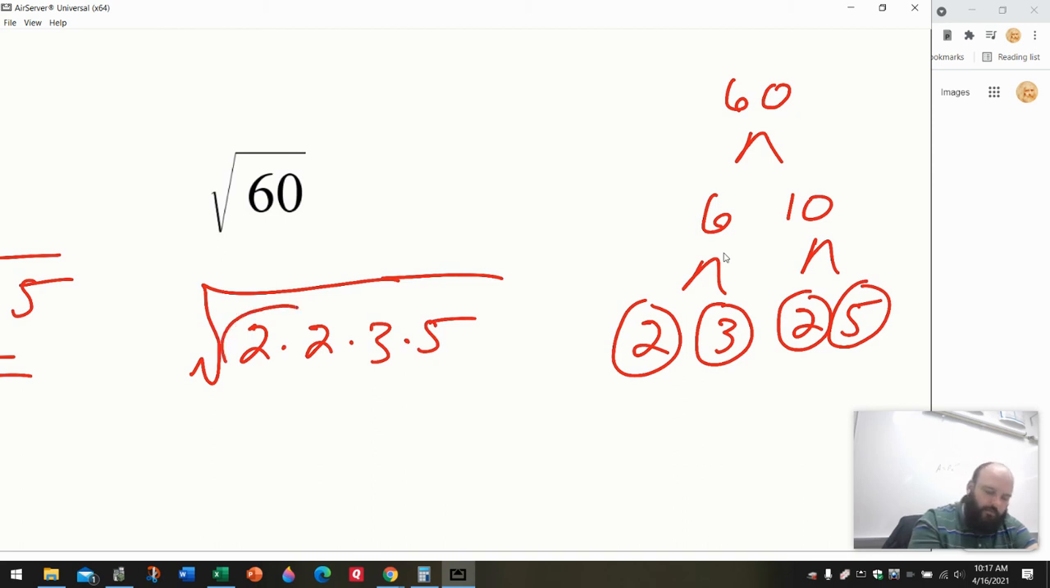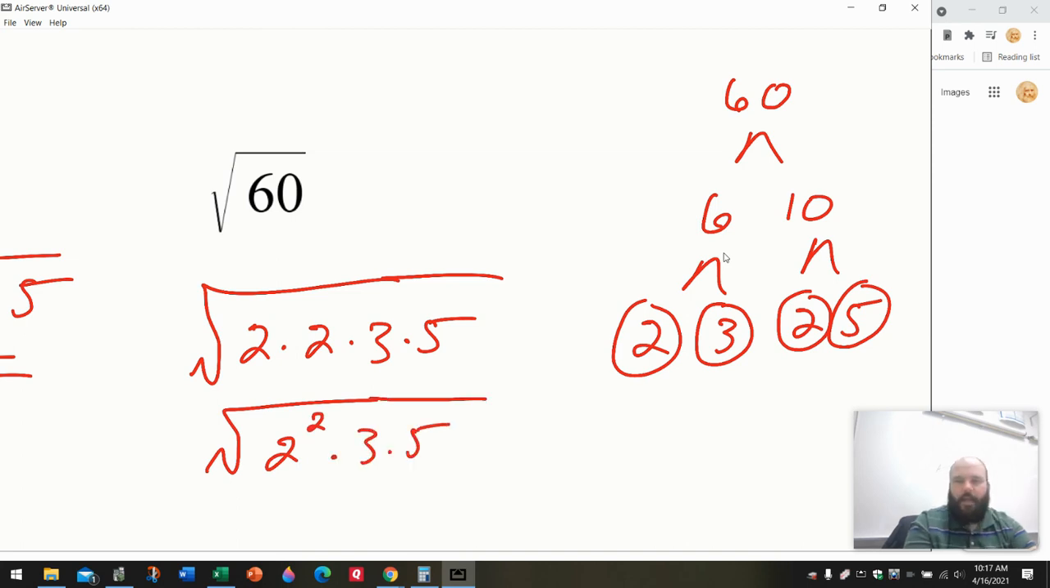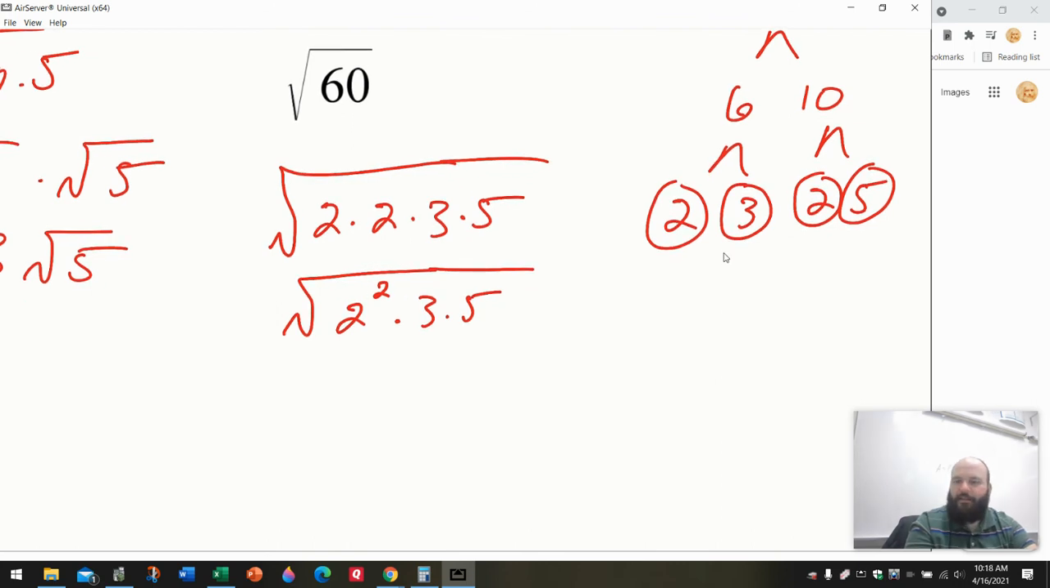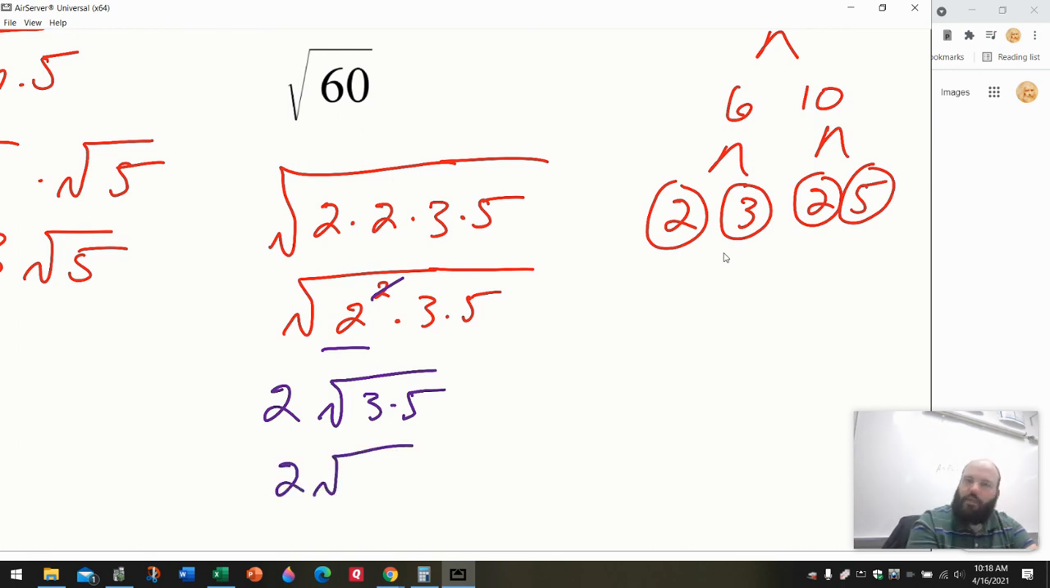Now when I have these groups of 2's, I can rewrite that as 2 to the second times 3 times 5. Now, just like in the other ones, if we have anything squared, the square root will cancel the square, and we will bring that base out. So I'm going to rewrite the 2 on the outside, but we're left with 3 times 5 on the inside because it did not have a power that canceled. So then the last thing to do would be to multiply the 3 times 5, which gives me 15, and then we now have our simplified radical expression, 2 root 15.